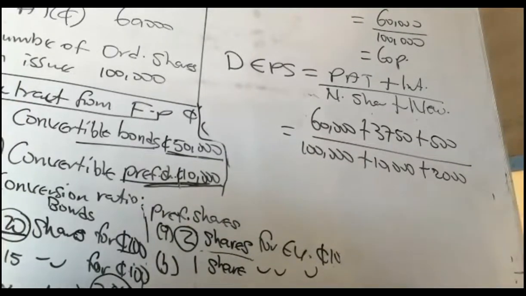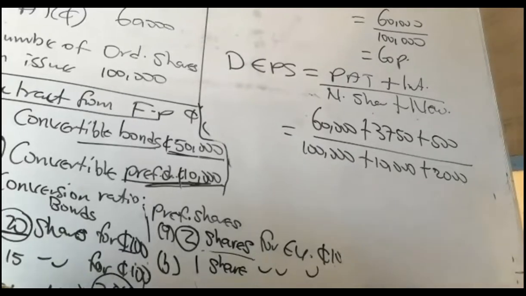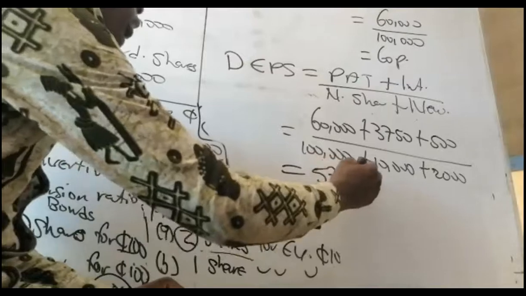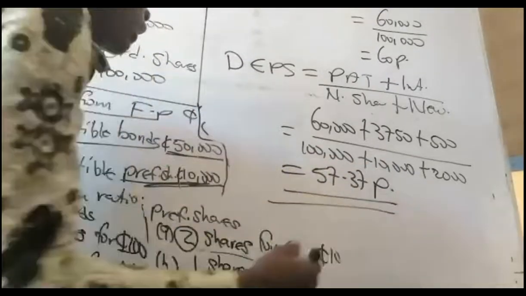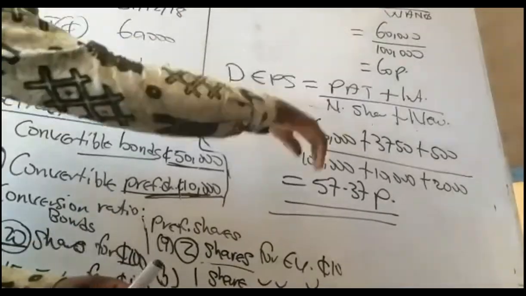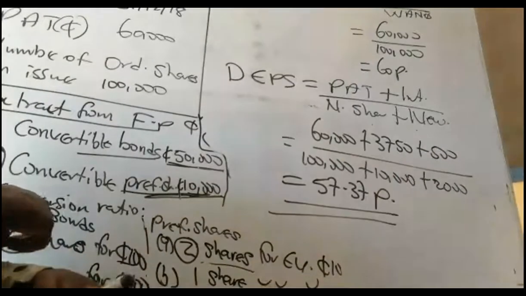Great. Finally, this will give us something like 60,000 plus the 3,750, so plus the 500, that'll give us 64,250 divided by 112,000. That'll give us 57.37 pesos. You can see that clearly. The earnings per share has decreased from 60 pesos down to 57 pesos. So there has been a dilution as a result of this convertible instrument.